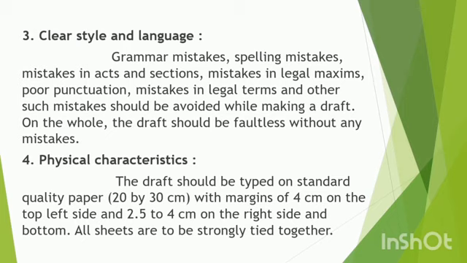And fourth, physical characteristics. The draft should be typed on standard quality paper with margins of 4 centimeters, and each page should be numbered, with the preliminaries numbered in Roman numerals. The page number should appear in the upper right corner, each paragraph should be indented with 5 spaces, and every paragraph should be numbered. All sheets are to be very strongly tied together.